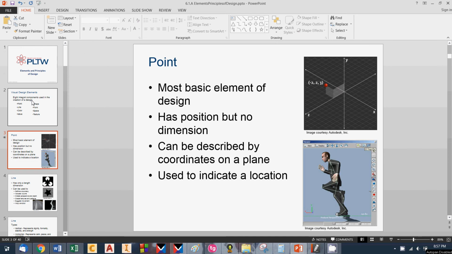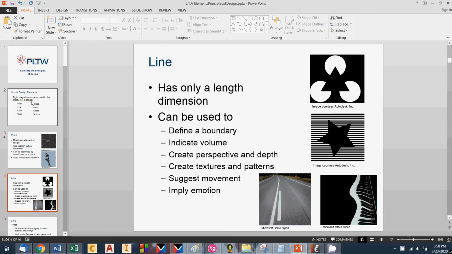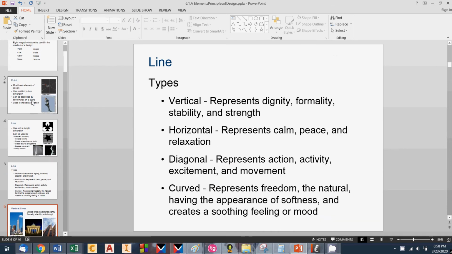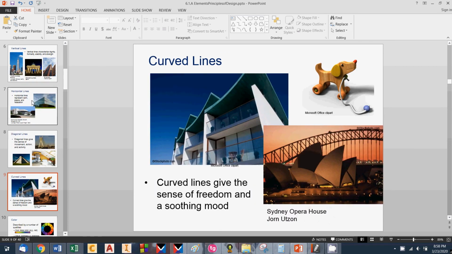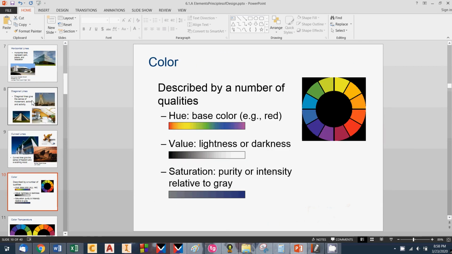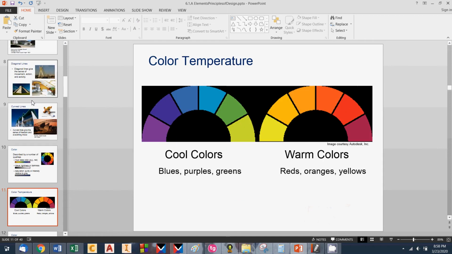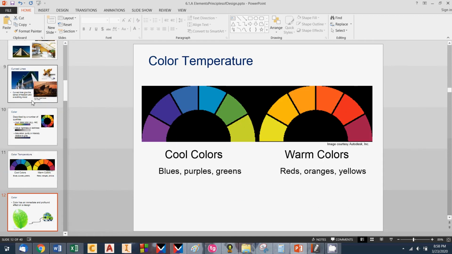We talked about how points are a single dimensionless point in space, how lines can either be actually there or they can be implied by the negative shapes around them, and how they define volumes and boundaries. We talked about some different types of lines and what kinds of things those imply. And we had talked about color, and we talked about some of the bases of color. So, for example, like the hues, cool colors, and warm colors.